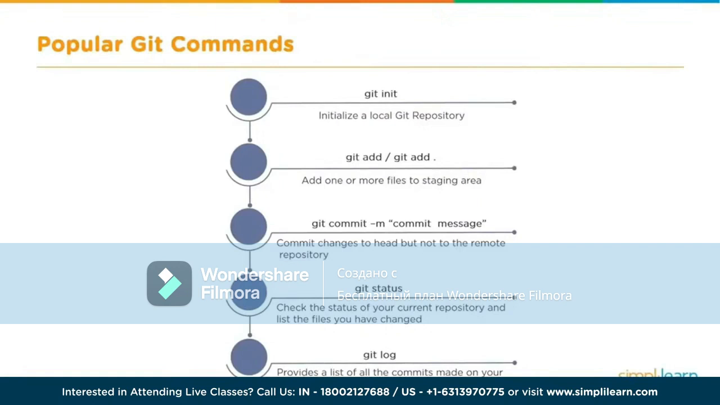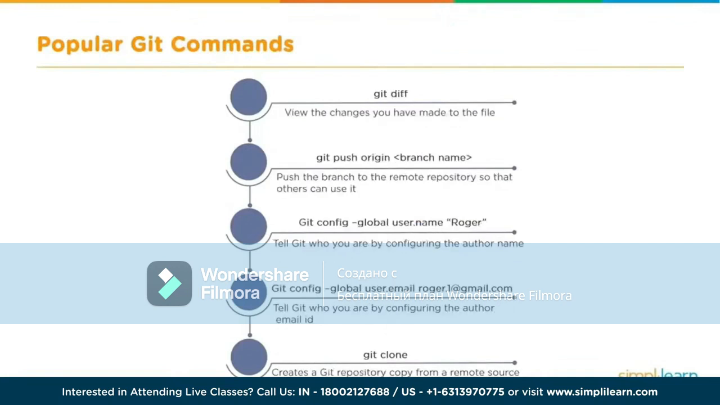git status checks the status of your current repository and lists the files you have changed. git log provides a list of all the commits made on your current branch. git diff views the changes that you've made to the file. So you can actually have files next to each other and you can see the differences between the two files. git push origin branch name, so the name of your branch, will push the branch to the remote repository so that others can use it.